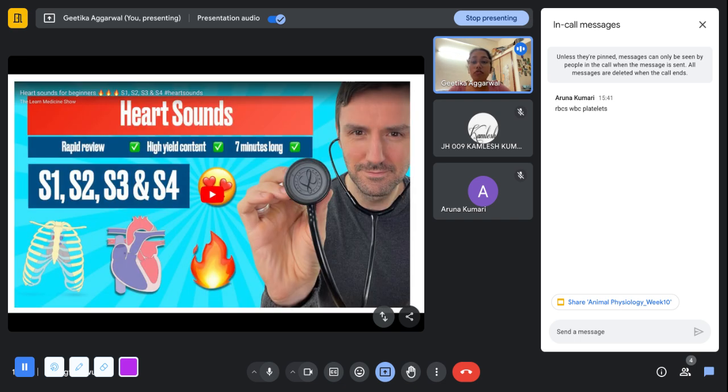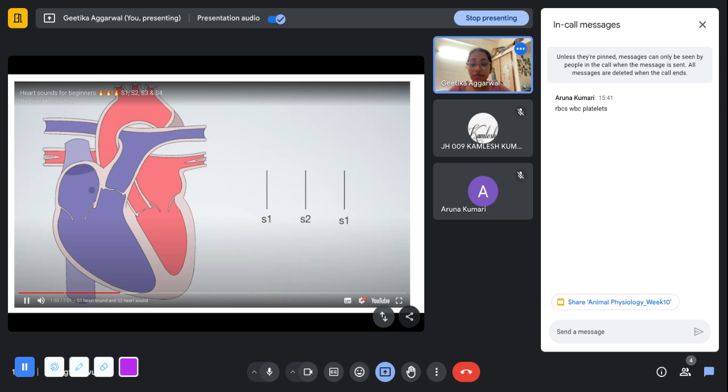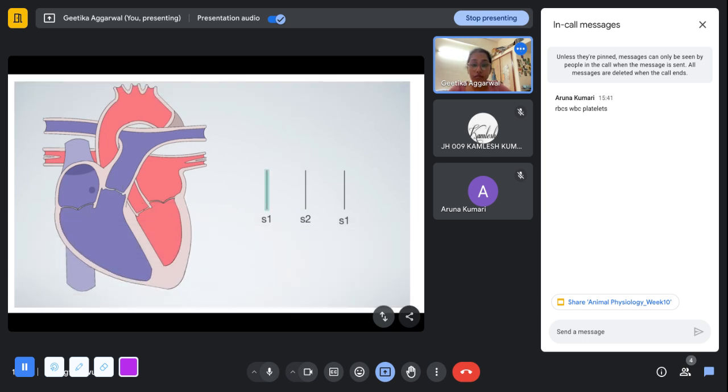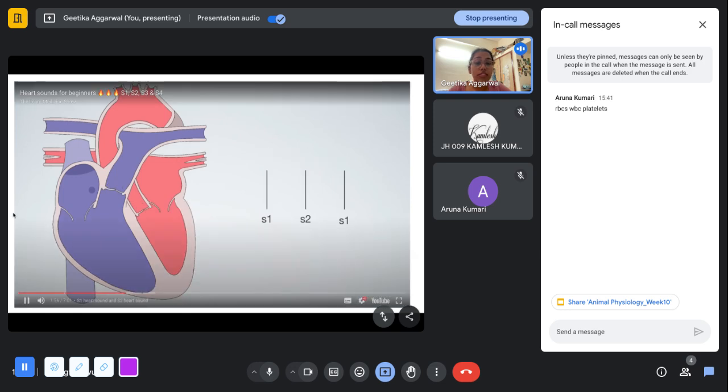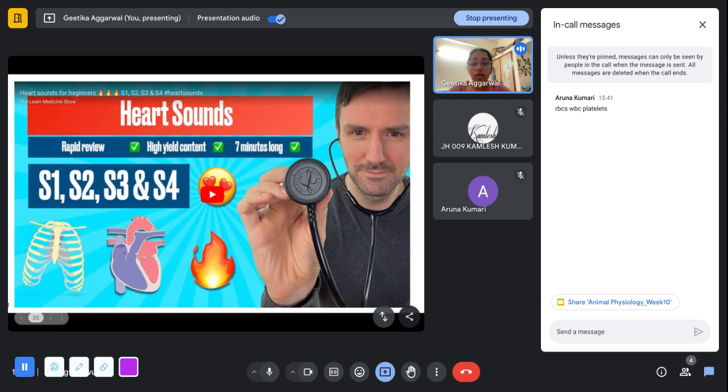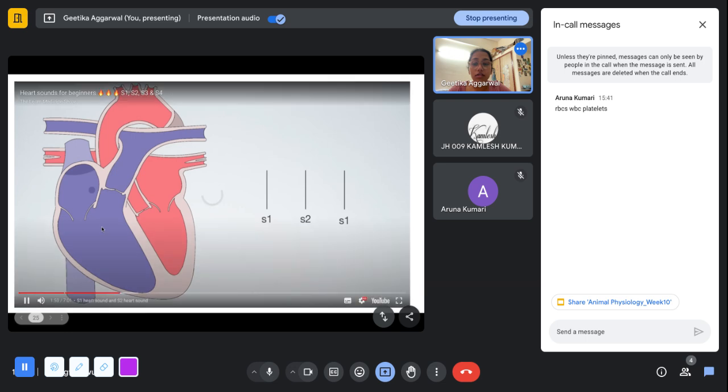So to give you a view of how this sounds, you can see this is what is happening when it's S1. When it was S1, that was when the AV valves were closing. When it's S2, that is when these two aortic valves close.